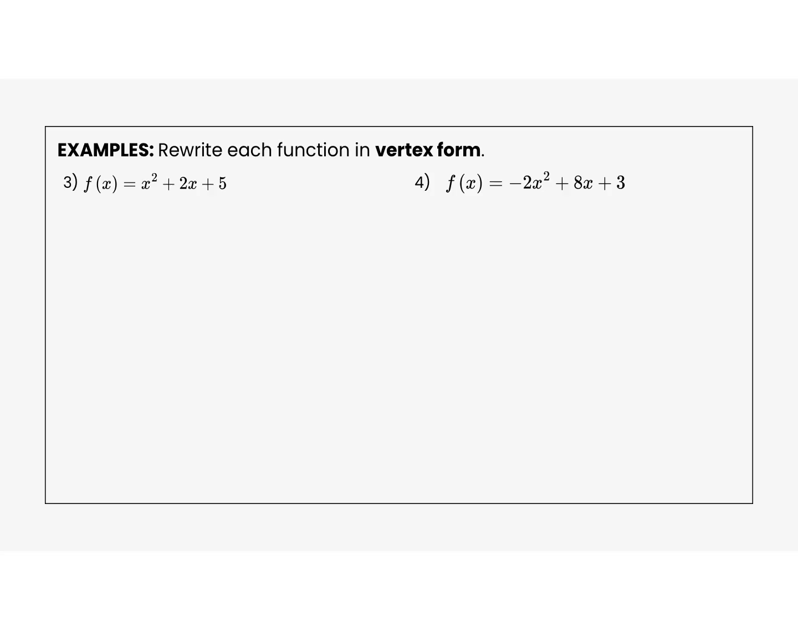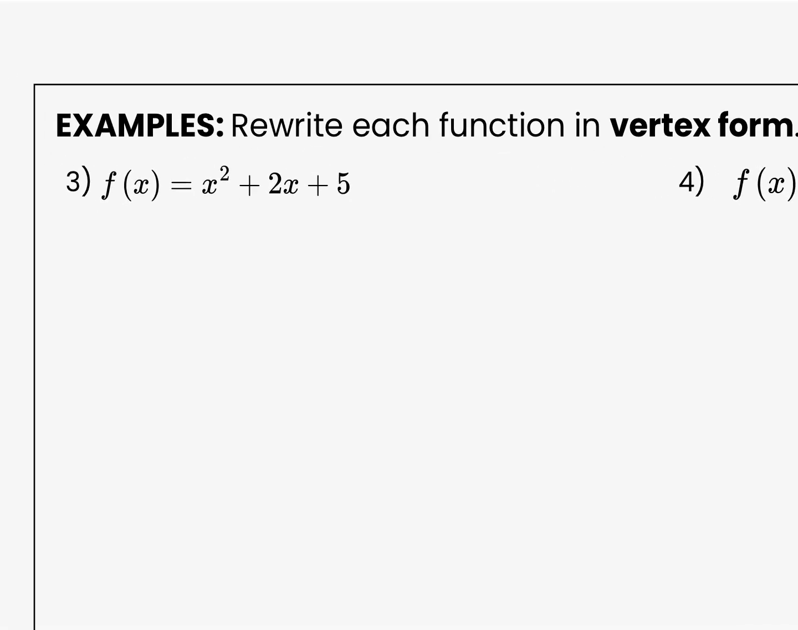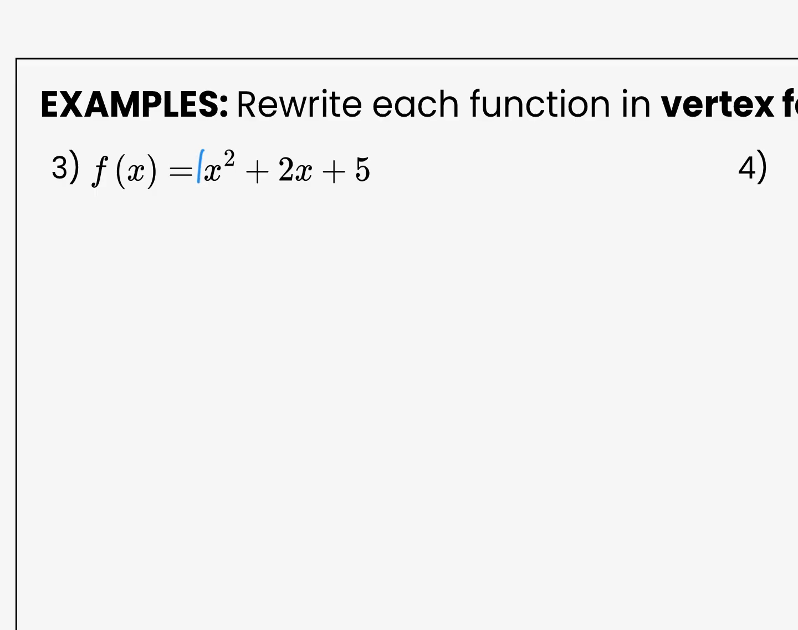Okay, so let's look at an example. So these are in standard form. We're going to rewrite in vertex form. So let's start with number 3. A, again, sorry, let me do that in a pen. A is 1. It's not written in there. It doesn't need to be, but that's what the value is. So let's note what that is.